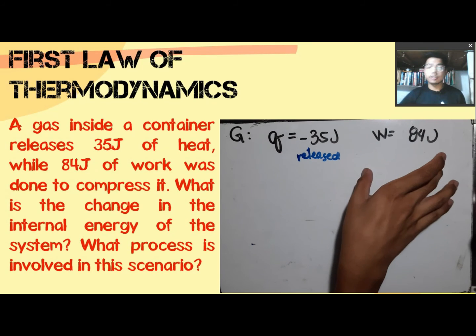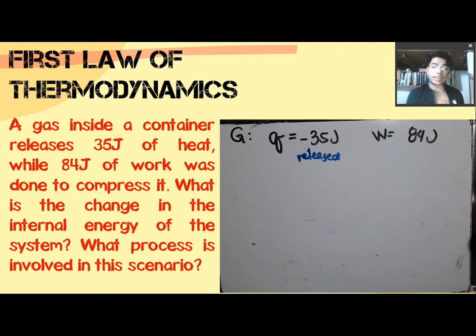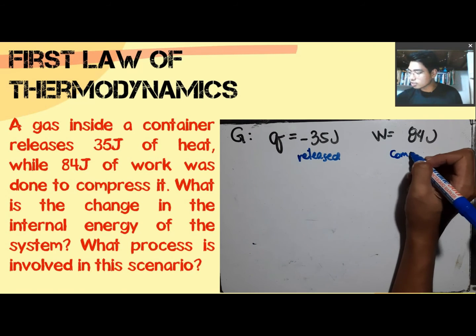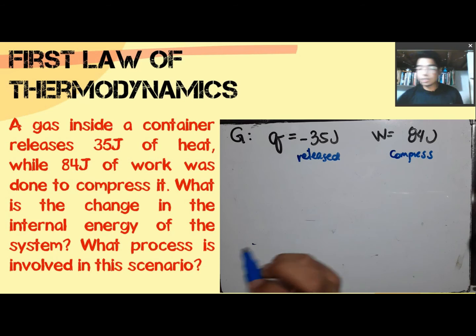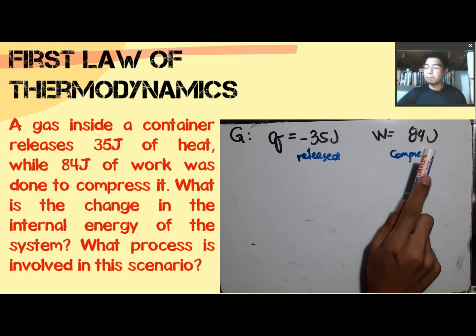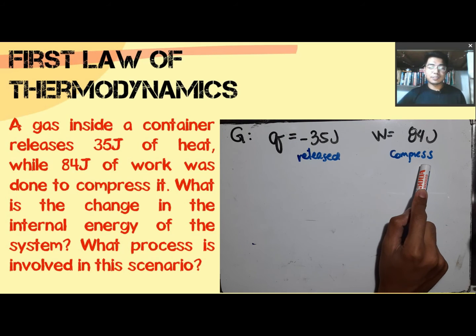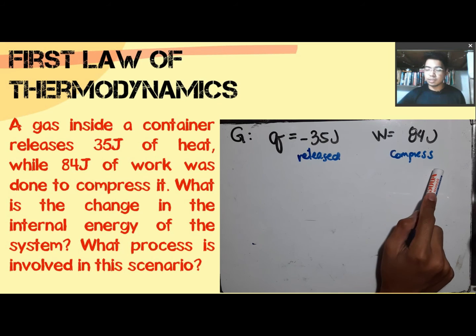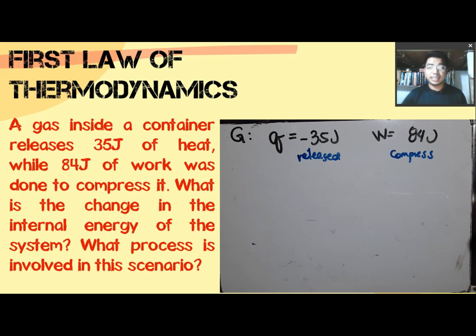Going back to your cheat sheet, it means the value will be negative. Then, when it comes to work, let's consider if it is a positive or a negative sign. According to this, 84 joules of work was done to compress it, the keyword is compress. So now, if the keyword is compress, is work done or not? Basically, the work is done. So, it is a positive sign. Okay, so when it comes to work, it is positive. When it comes to heat, it is negative.